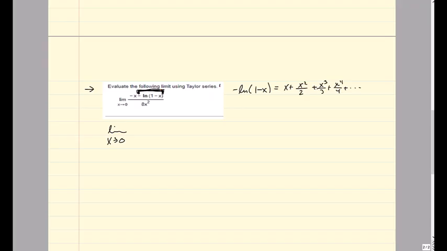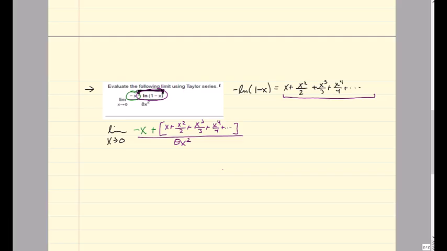Okay, so I have my minus x, and then I'm going to have a plus sign. Now the reason I have a plus sign is this entire minus natural log of 1 minus x is this, if you look on your sheet. So that's going to be x plus x squared over 2 plus x cubed over 3 plus x to the 4th over 4 dot dot dot. And this is all over 8x squared.